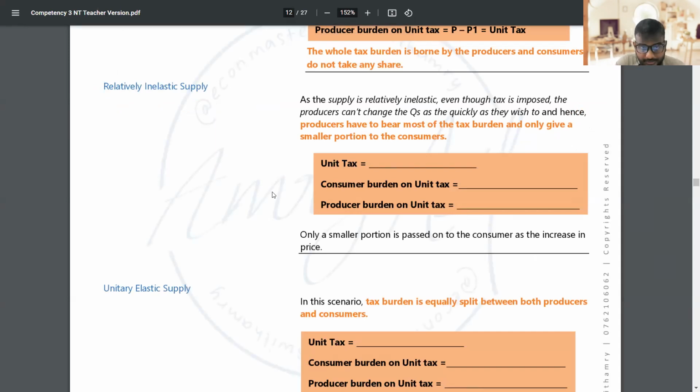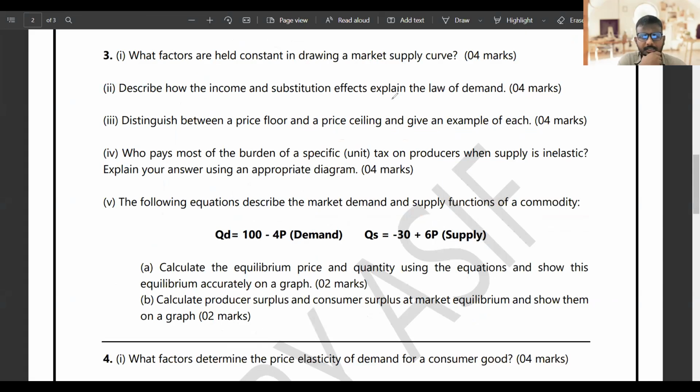Right. Next question. The following equations describe the market demand and supply functions of a commodity. So you have the demand equation, you have the supply equation, all good. And then you see the first question is calculate the equilibrium price and quantity using the equations. So using the equation itself, they are asking you to calculate the equilibrium price and quantity and show this equilibrium accurately on a graph, right?